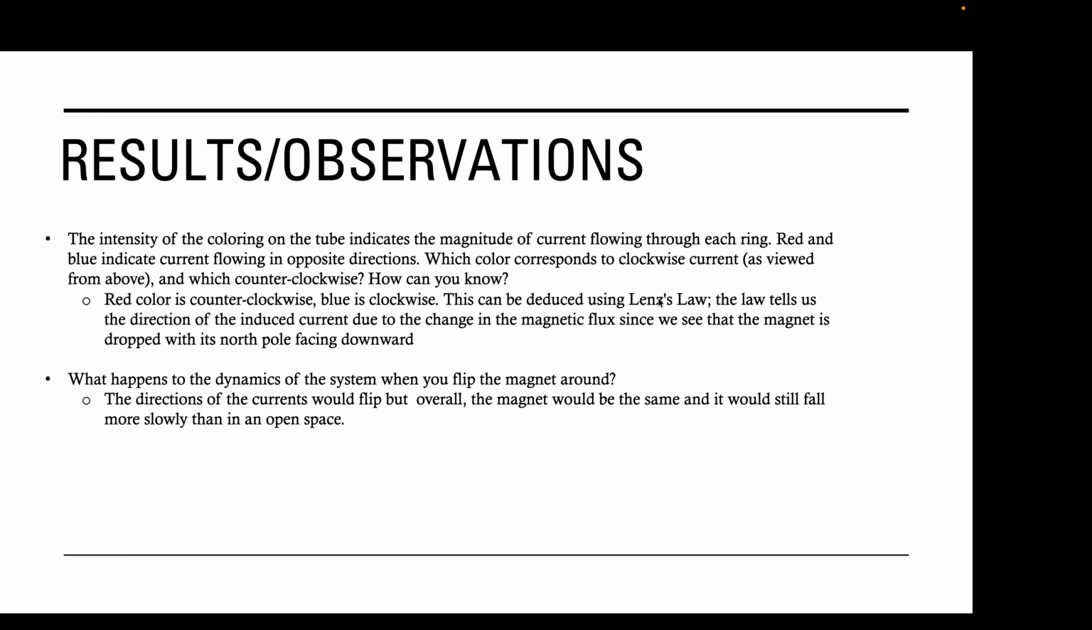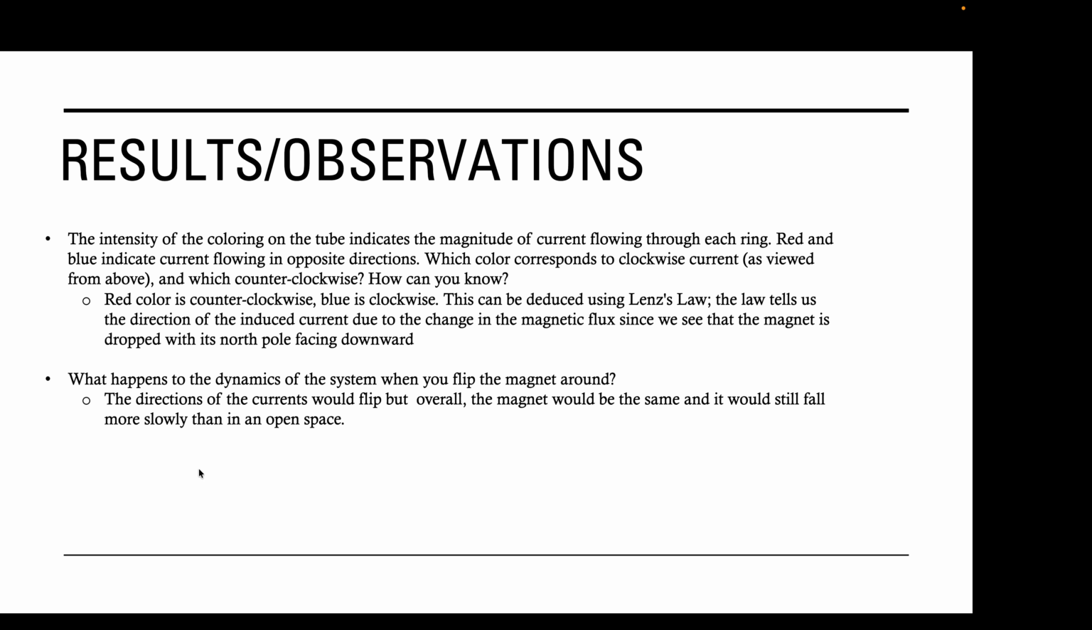Which color corresponds to clockwise current as viewed from above, and which counterclockwise? How can you know? Red color is counterclockwise, blue is clockwise. This can be deduced using Lenz's law. The law tells us the direction of the induced current due to the change in the magnetic flux, since we see that the magnet is dropped with its north pole facing downward.